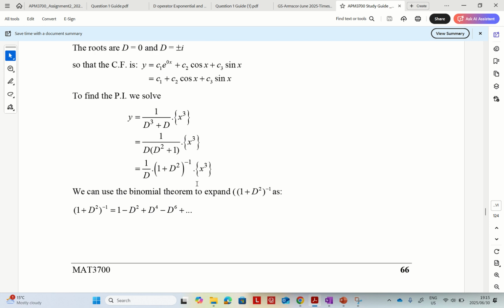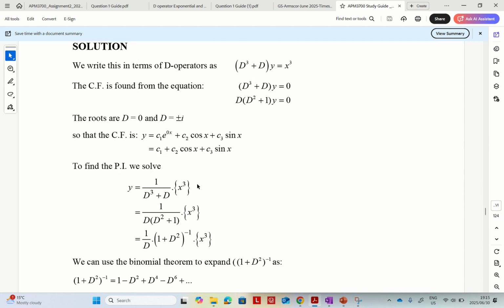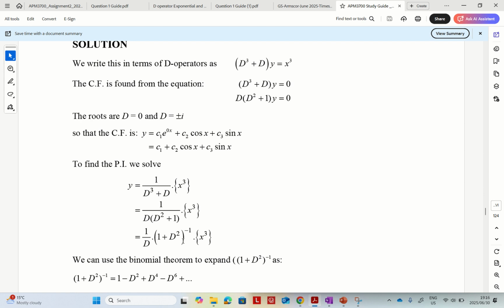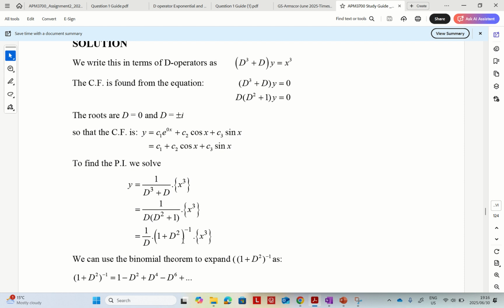You see how they found your YPI. They used this method, which is normally called the binomial theorem. So you can use multiple methods here to solve this. They decided to use the binomial theorem. Sometimes you can use long division. It's up to you which method you are comfortable with. You can use any method to solve this question. I know someone can ask, why did they use the binomial theorem and not long division? It's up to you.